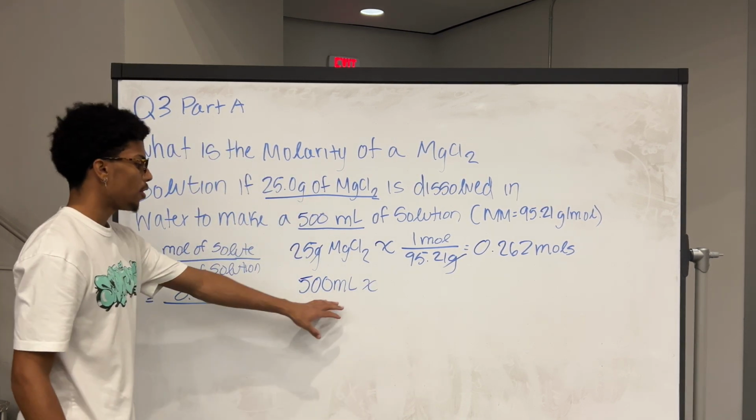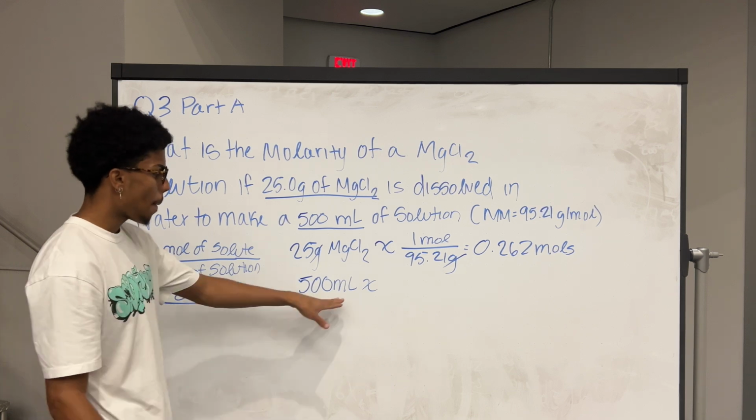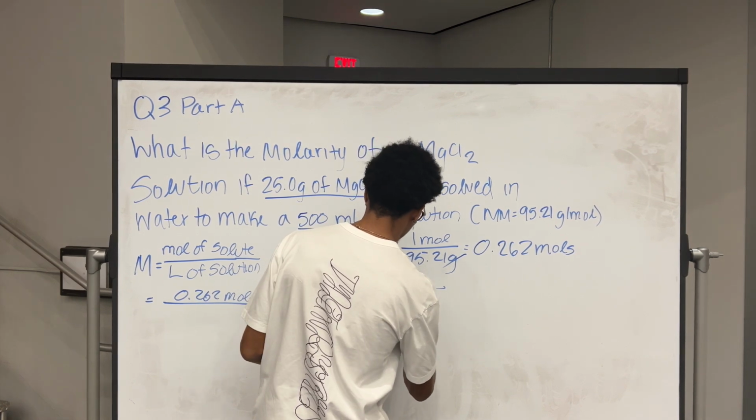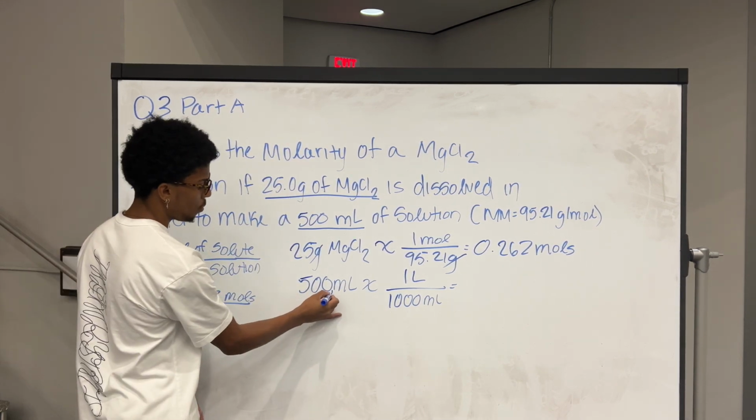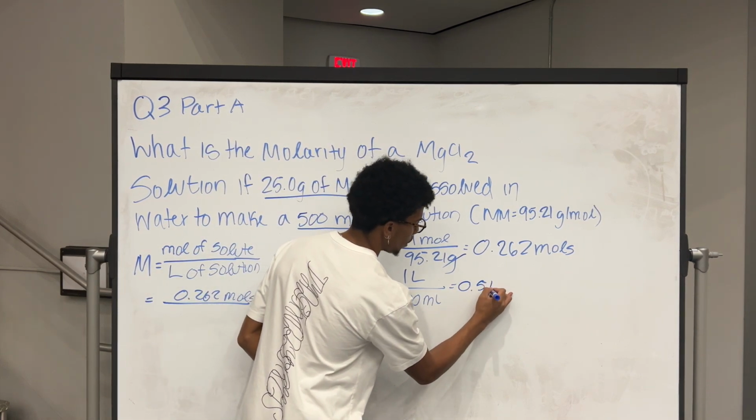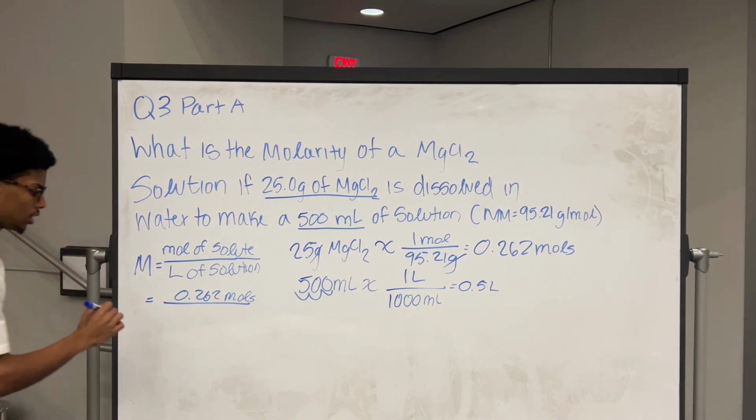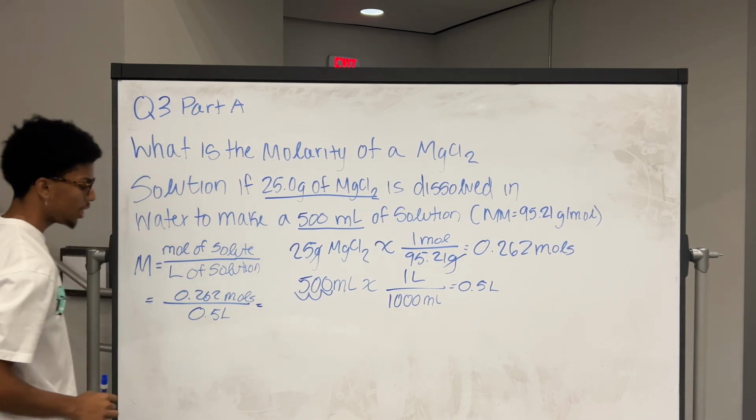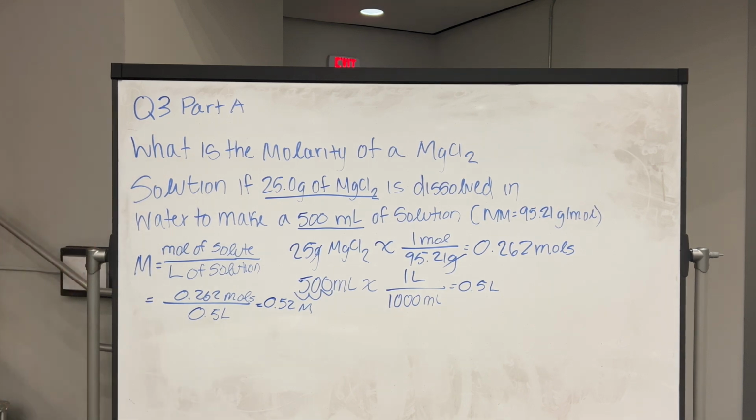So how many milliliters are there in a liter? If you don't know, there's 1,000 milliliters in 1 liter. And so you'll write 1 liter over 1,000 milliliters. And dividing by 1,000 is simply moving the decimal point over 3 times. So you're going to get 0.5 liters. So now we know what to put on the bottom. We have moles of solute and liters of solution. So 0.5 liters. And when you plug that into your calculator, you're going to get 0.52 molarity.